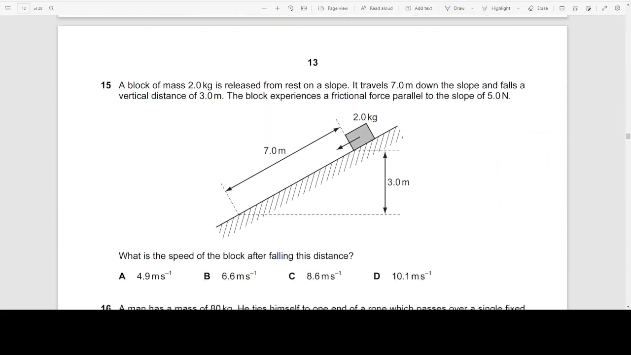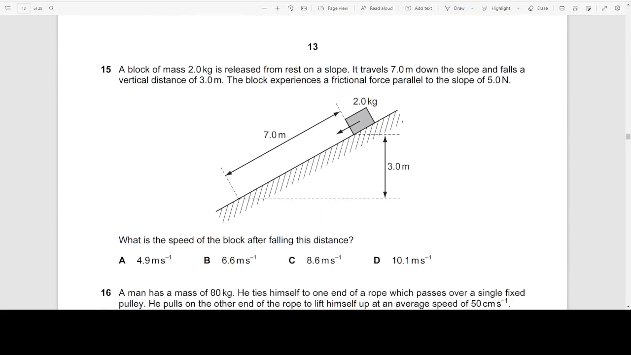That's it. A block of mass 2 kg is released from rest on a slope. It travels 7 meters down the slope and falls a vertical distance of 3 meters. The block experiences frictional force parallel to the slope of 5 Newton. So 5 Newton upward. What is the speed of the block after falling this distance?